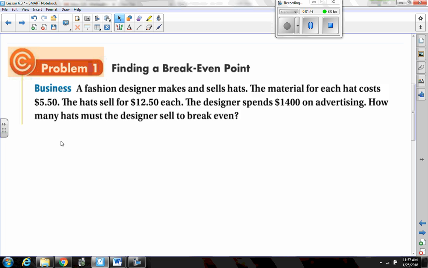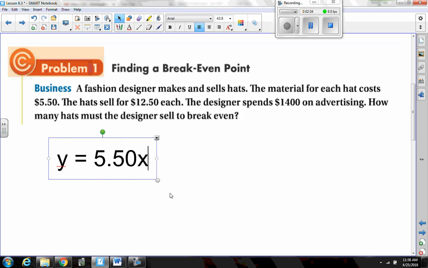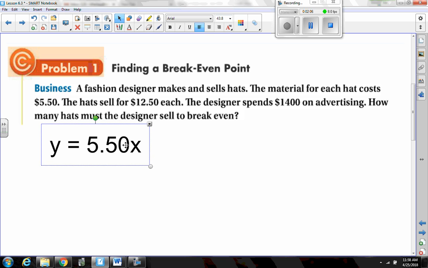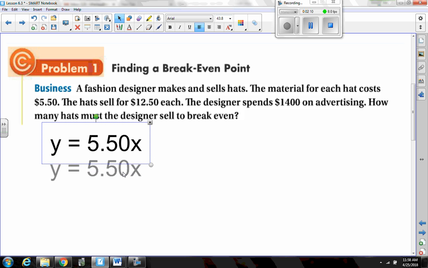So what I do is I create two equations. One of them is an equation for the cost of the hats. And the total cost, which I'll represent with my y variable, is equal to 5.50 times x, which is the number of hats that I'm making or selling. So this equation here is an equation for the cost of this fashion designer's business.